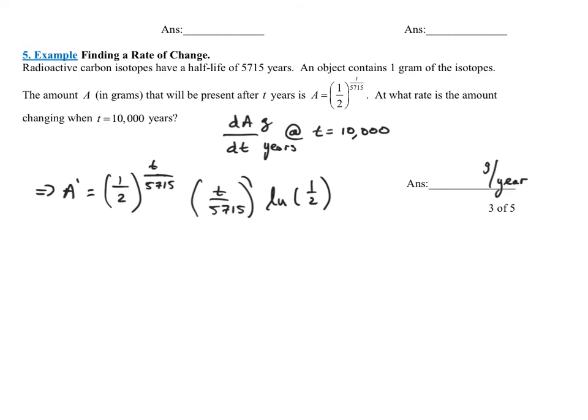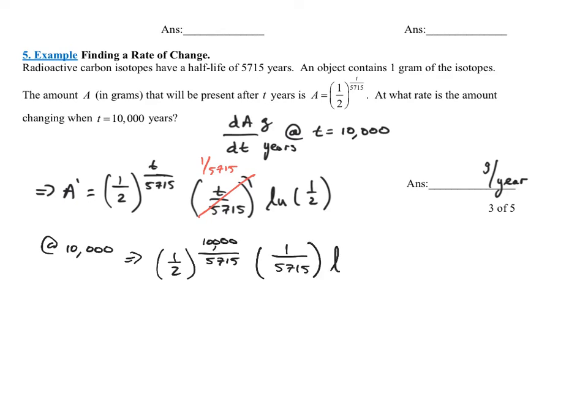Okay, let's continue on. So what we really cared about was this at 10,000 years. So now we're going to plug in 10,000 for t. So I'd have 1/2 raised to the 10,000 divided by 5,715, times, oops, sorry, I forgot to evaluate that derivative. The derivative of t over 5715 would be 1 over 5715, because the derivative of t is just 1, and that's just a constant multiple. So I'm going to multiply this times 1 over 5715. Then I'm also going to multiply that times the natural log of 1/2. Be very, very careful putting this into your calculator.